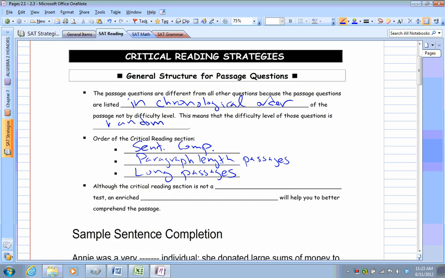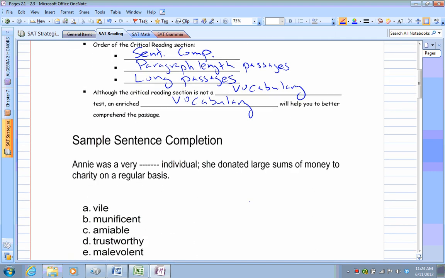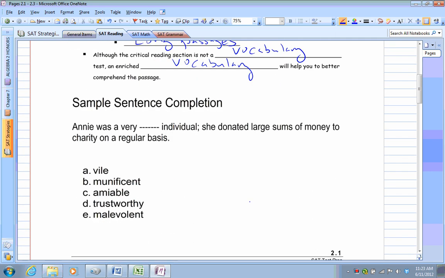Clearly our focus today will be on the long passages because that's more important. About half the questions are devoted towards long passages. Although the critical reading section is not a vocabulary test, a rich vocabulary will allow you to better comprehend the passage, just so you know. And before we talk about the reading strategy, I wanted to talk about sentence completion just a little bit, because I am going to give you some work to do on that.